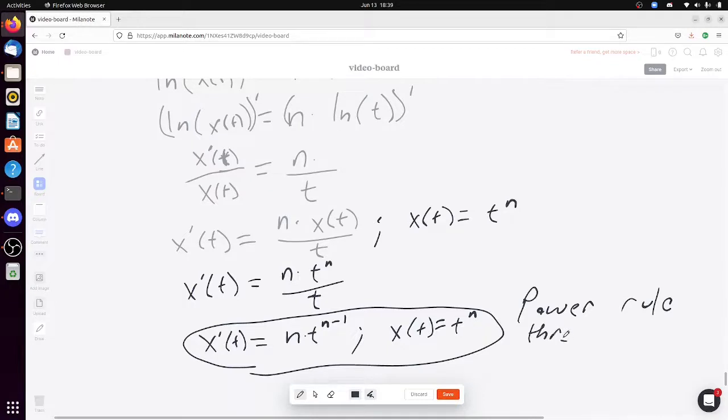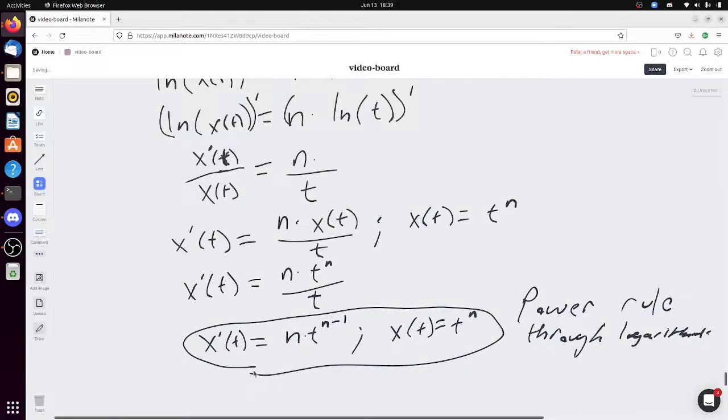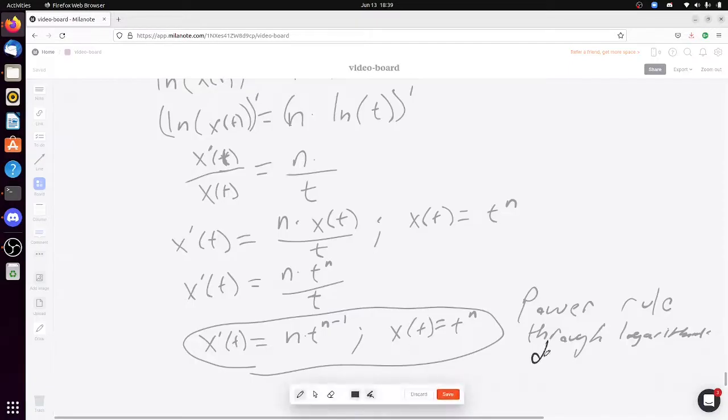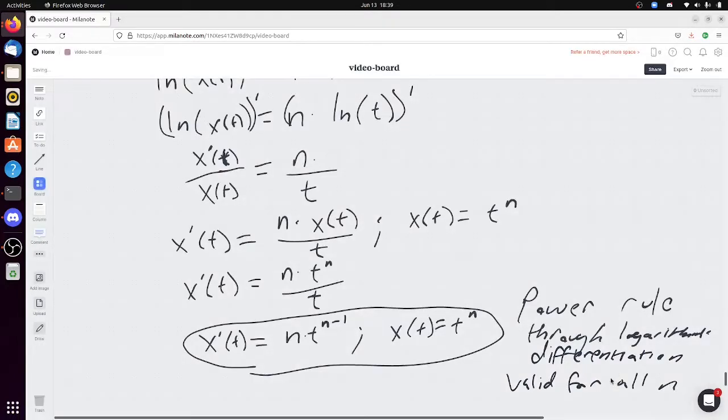So that's the power rule through logarithmic differentiation, which is a known technique, valid for all n. So the power rule is true, even though the first proof that I showed is only valid for various integers. So this is pretty nice.